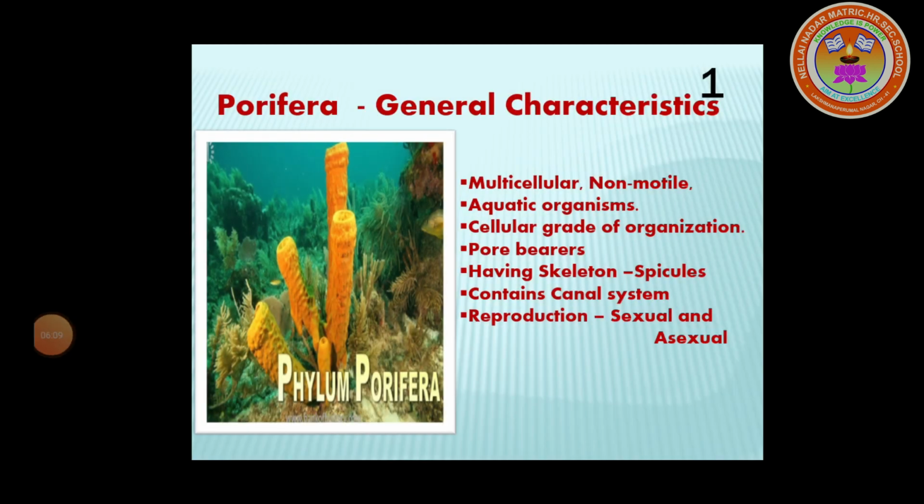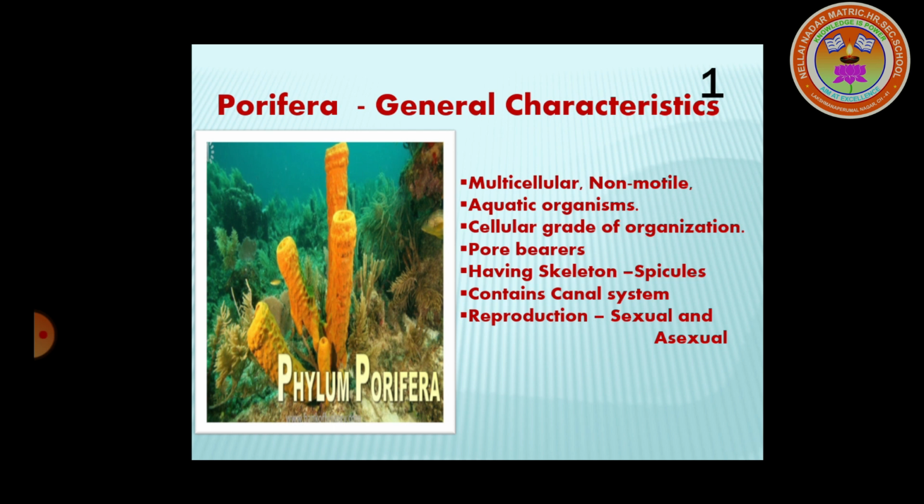Now, let us see the first phylum, Porifera. The general characteristics of Porifera are: they are multicellular and non-motile. Multicellular means made up of many cells. Non-motile means they cannot move. They are aquatic organisms. They exhibit cellular level of organization. They are also known as pore bearers.